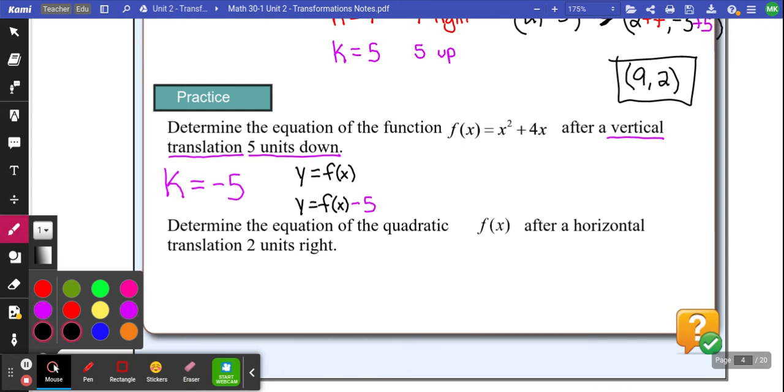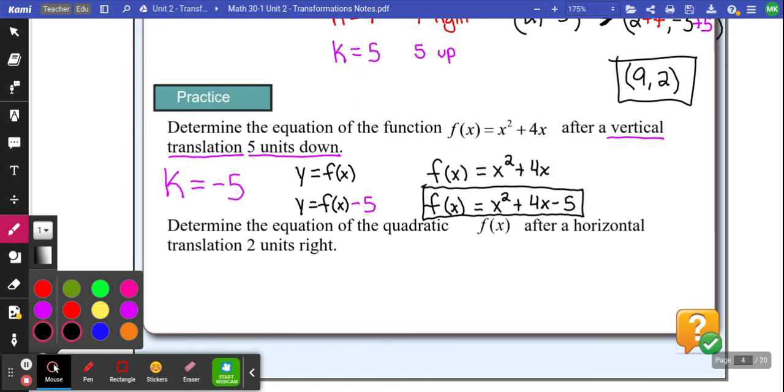So it started like this, f of x equals x squared plus 4x. That's how it started. And now I'm doing that same function, but I'm just subtracting 5 from it. That is my new function. I went 5 units down.